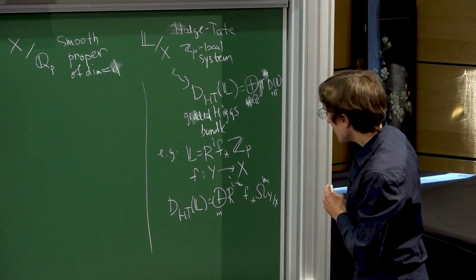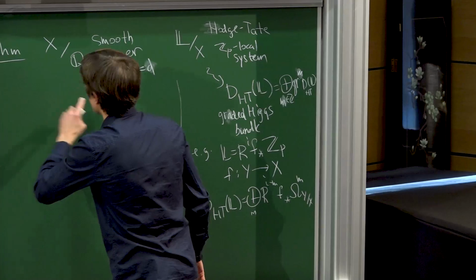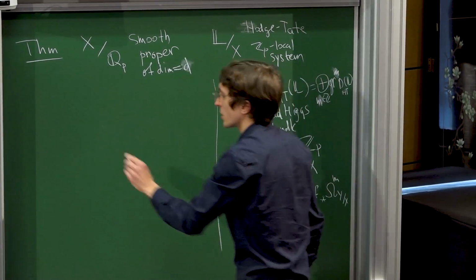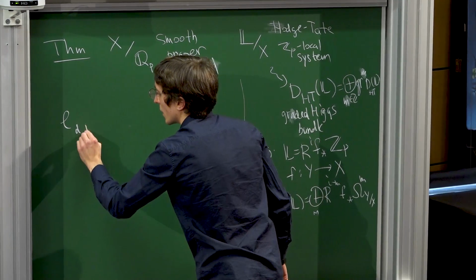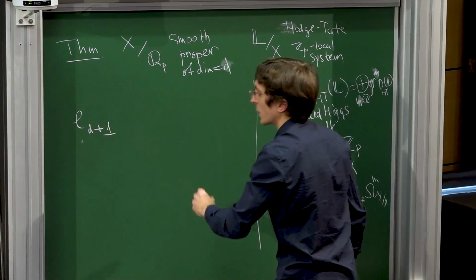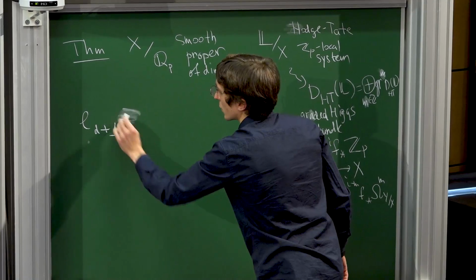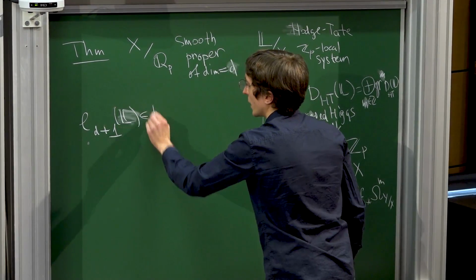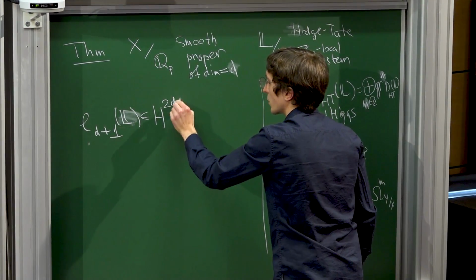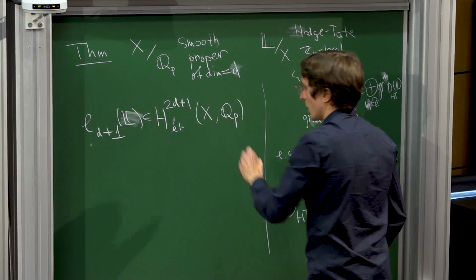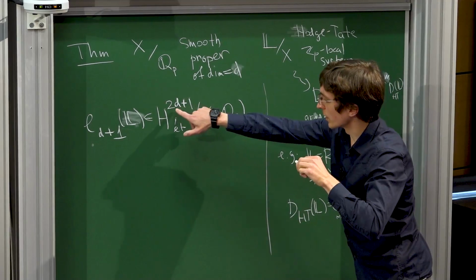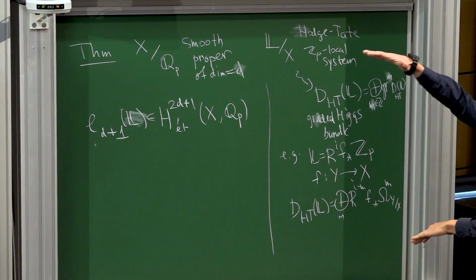I assumed this restrictive condition because I'll only be able to say something about the top degree class, which in this case will have index d plus 1. So the Lazard class of this local system lives in cohomology in degree 2d plus 1. You see this is 1 degree larger than the geometric cohomological dimension of X.